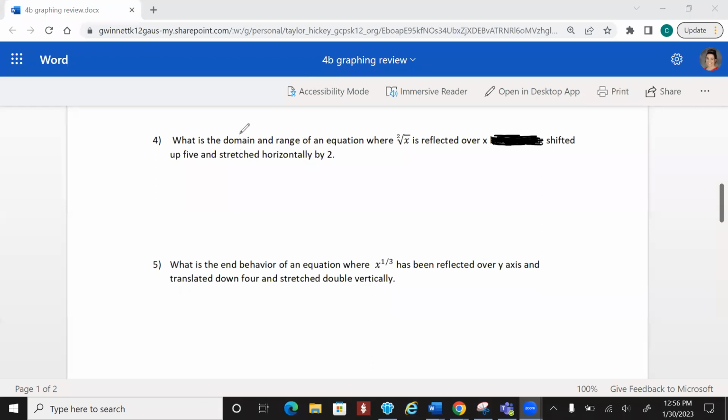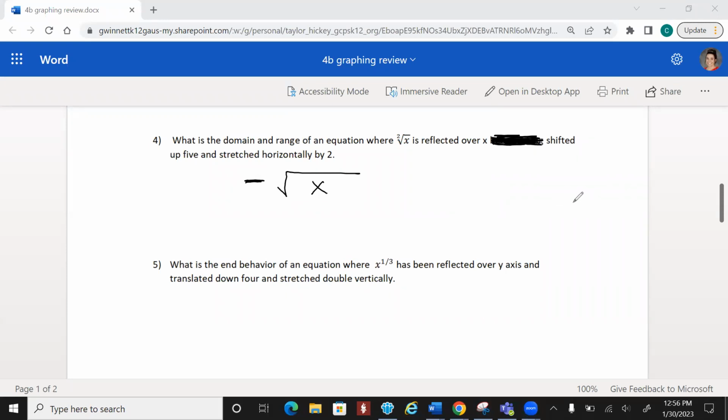Okay. So on number 4, we're going to write the equation, but the question actually is asking us for domain and range, right? So we're going to keep that in mind. Let's write the equation first. So we have the square root of x, which we talked about. You can leave off that little 2. You don't have to put it on there. Reflected over the x-axis. What is that going to do to our equation?